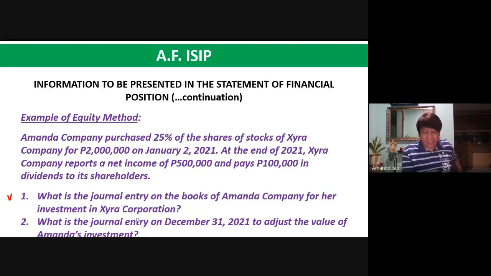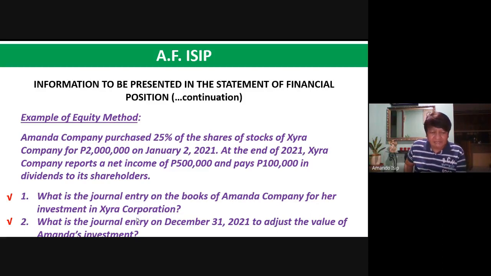So that is question number one. What is the journal entry on the books of Amanda Company for her investment in Syrah Corporation? Question number two. What is the journal entry on December 31, 2021 to adjust the value of Amanda's investment? So we will prepare an adjusting entry because we will revise the cost of the investment.